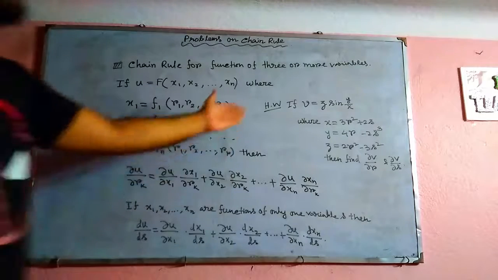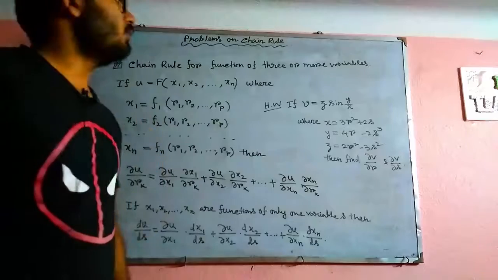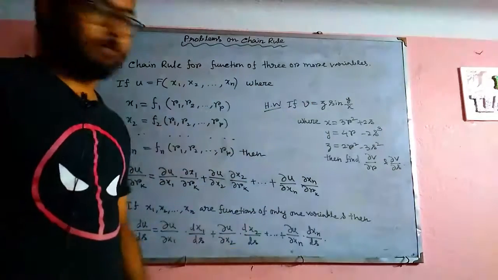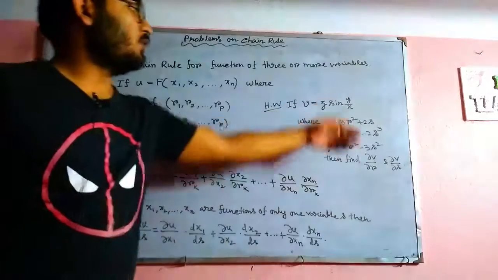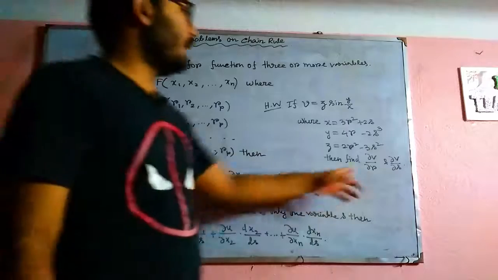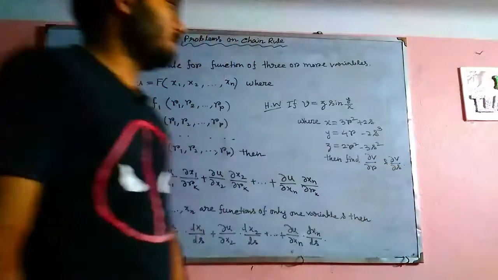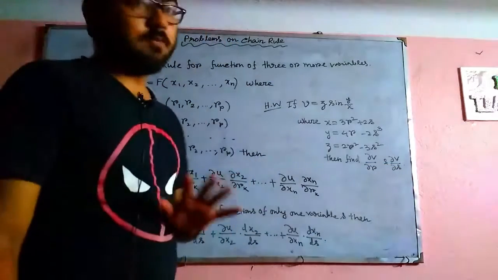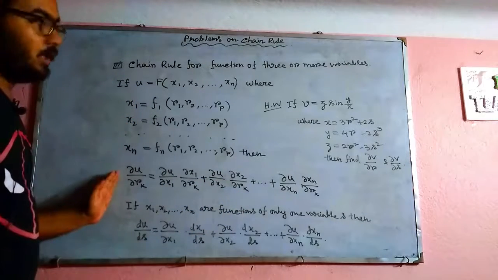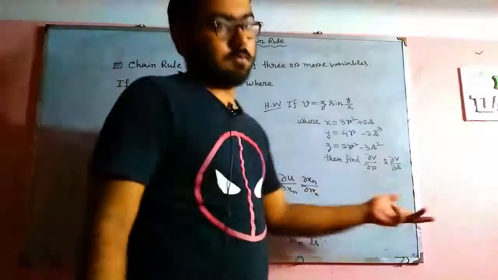And here is homework for you. If v is equal to z sin y by x, where x equal to this, y equal to this, z equal to this, then you have to find this partial derivative. Very easy problem. Follow the rule and find the derivatives.